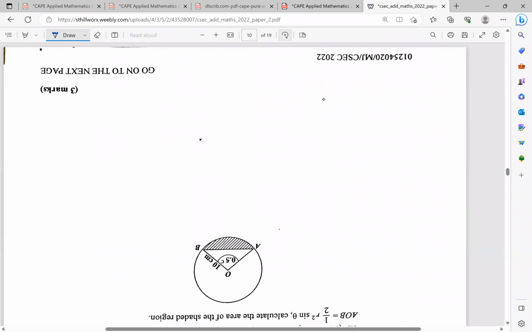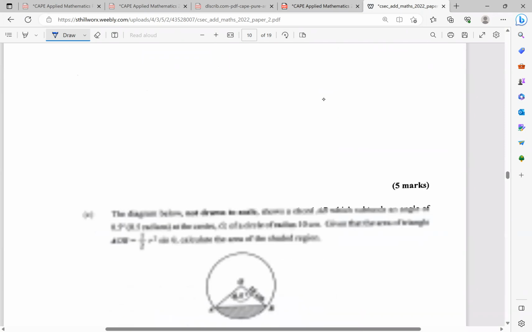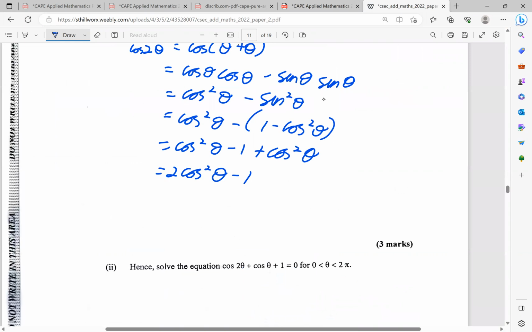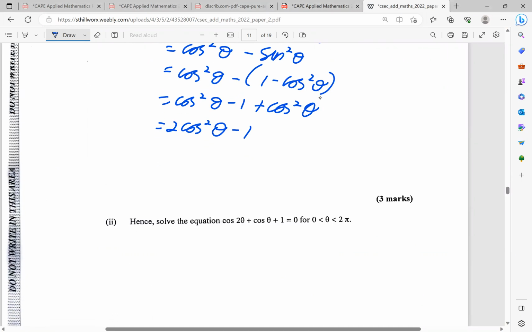Right, so let me go back to this question. To use that circle formula, please, use the one you're accustomed to using. Right. So now we go to cos 2 theta.